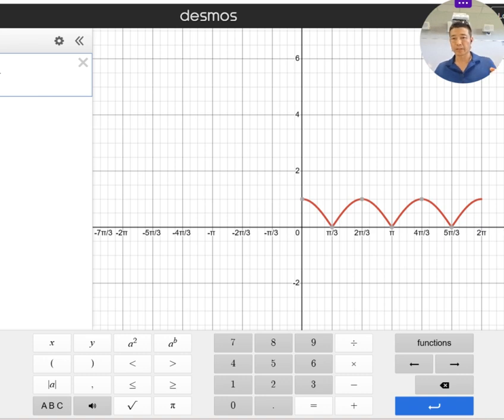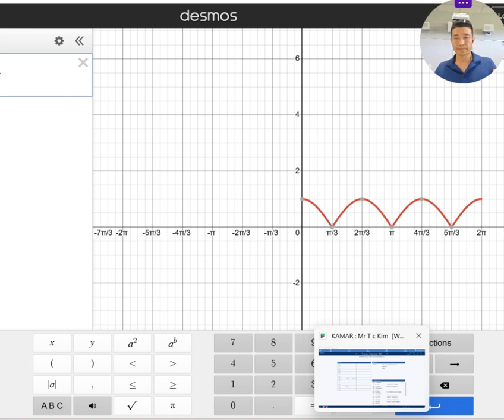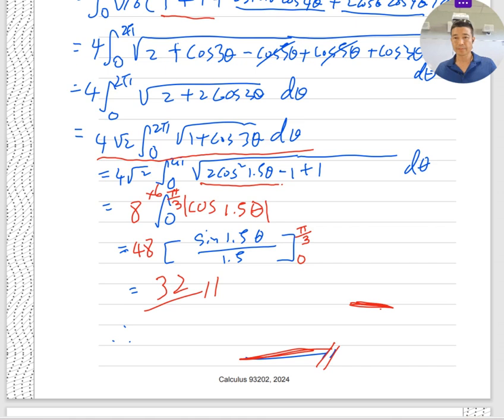So we have to split that domain, 0 to 2π, to 0 to π over 3, which is 60 degrees, times 6. That makes sense, isn't it? So that's why it's 8 times 6. And I made the domain 0 to π over 3, right? Cosine 1.5 theta, I forgot dθ here, right? So 48.